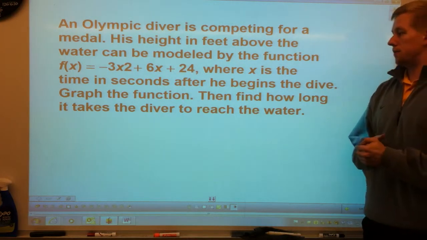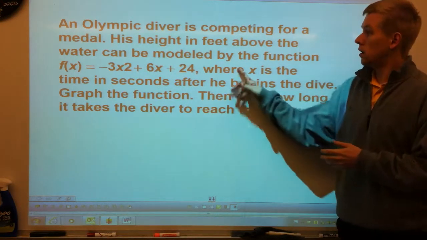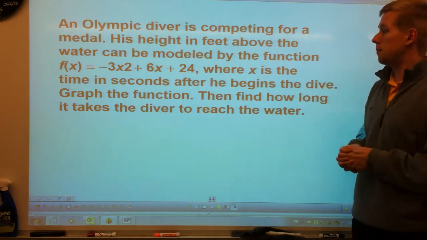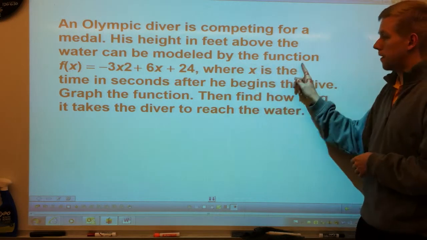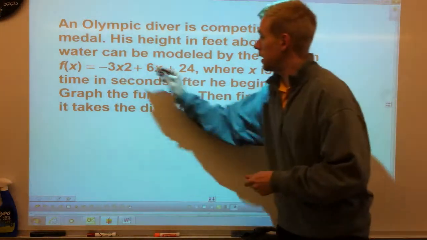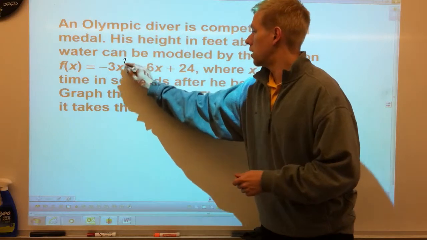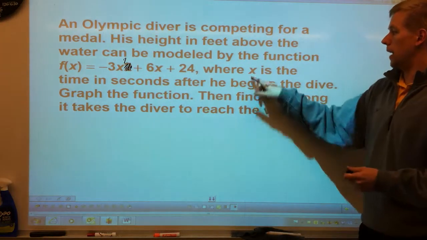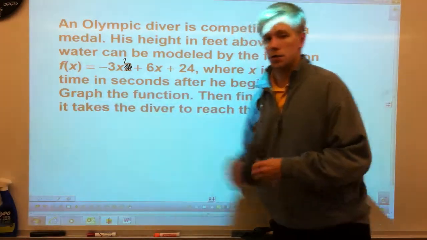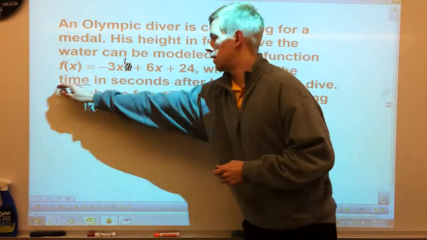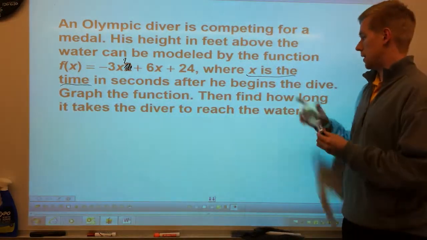What it's asking you to find: it's talking about an Olympic diver competing for a medal. His height in feet above the water can be modeled by the function f of x equals negative 3x squared plus 6x plus 24, where x is the time. So there, I just told you x measures time. x is the time in seconds after he begins the dive.